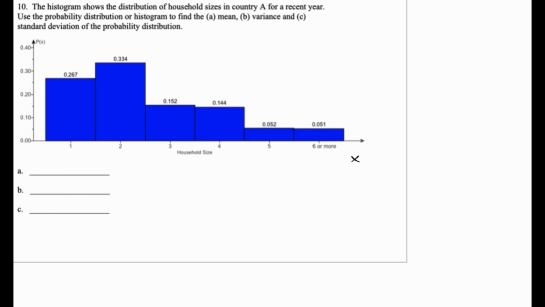And they're asking us to find the mean, variance, and standard deviation of this probability distribution. So I'll go over 2 methods for doing it. We'll do it by hand, and then we can do it by technology as well, using the TI-84 calculator. So first, to do this by hand, we want to start to set up a table of X and P of X, and I'm just going to transfer the values from the graph now to this table.